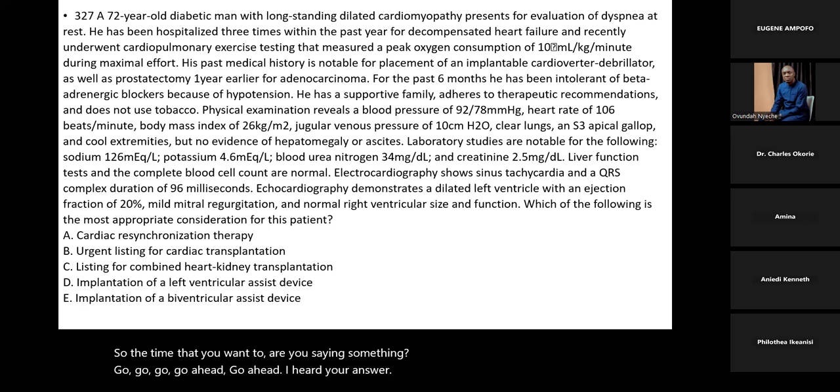The patient will not require CRT because the QRS complex is just 96.